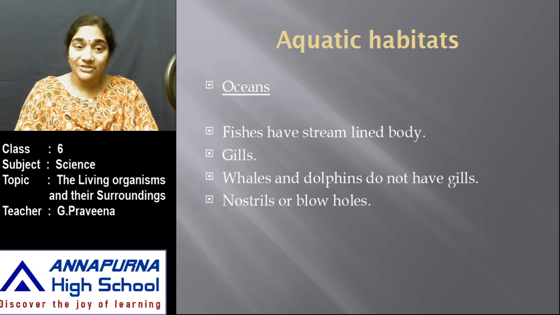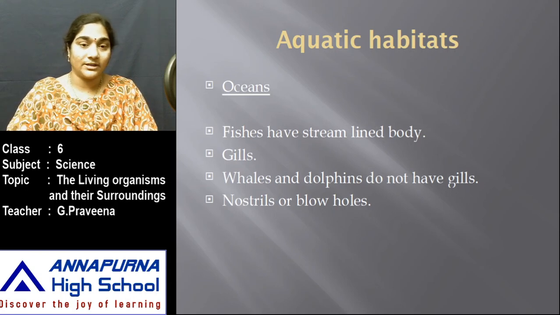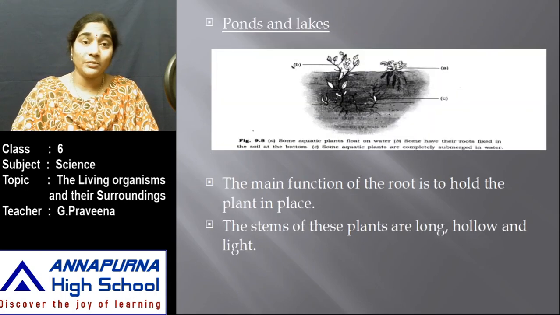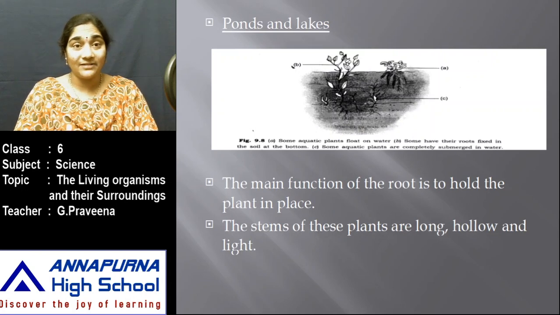And they can even stay for long periods in the water without breathing. And they have nostrils or blowholes on the top of the head. So these are all the adaptations which make these organisms survive in the water. Then what about the plants in ponds and lakes? Let us see the adaptations seen in these plants.